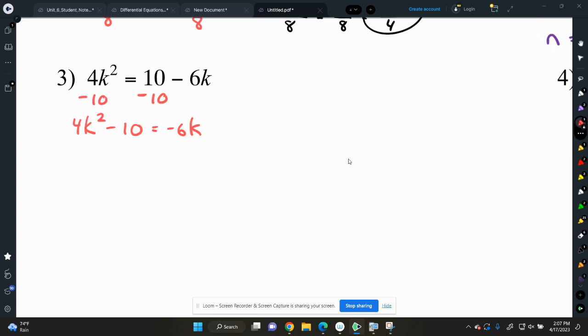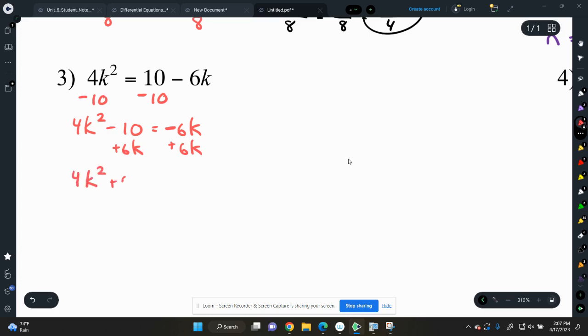Okay. Anna, what now? Bring over the negative 6k. Okay, how do I bring it over? You might subtract it from the side and add 6k. Almost. We want to do the opposite. Oh, add it, yeah. Add the 6k to both sides. Good. So we have 4k squared plus 6k minus 10 equals 0. Now we're in the correct form. Okay. So now we're going to use the quadratic formula.